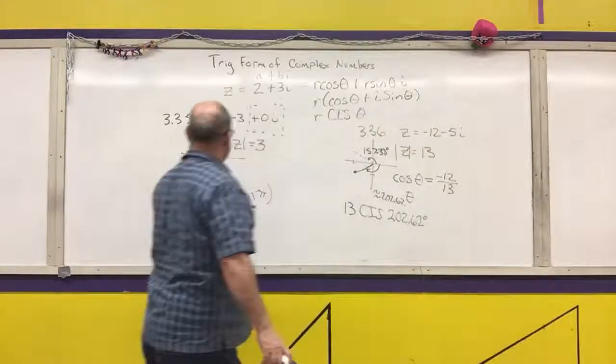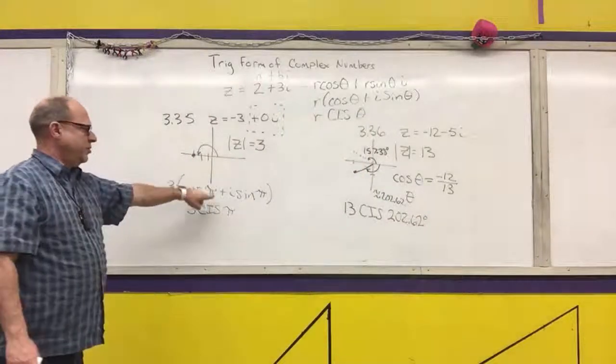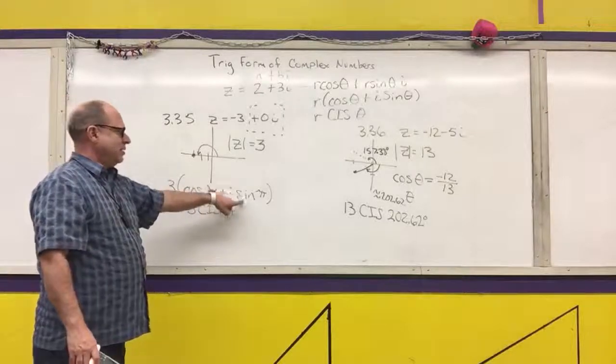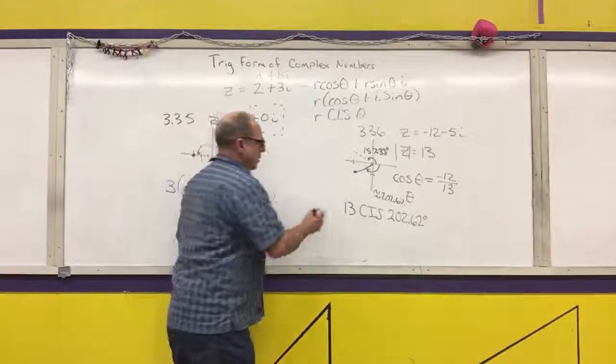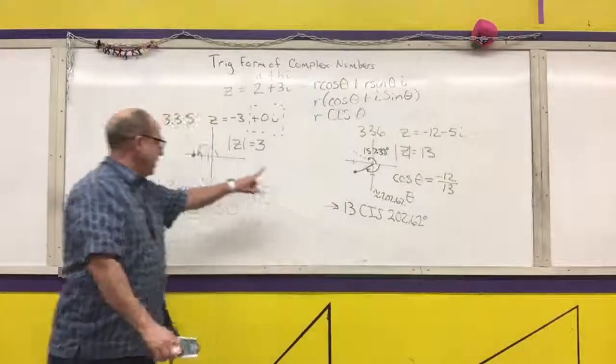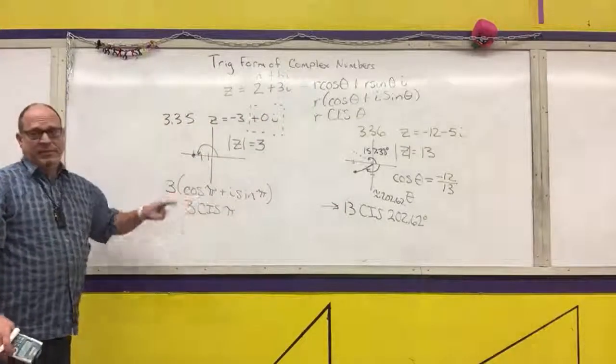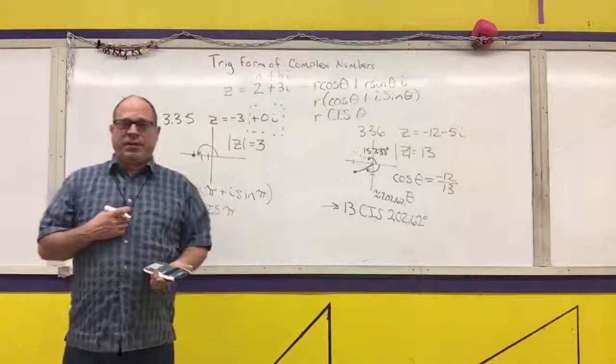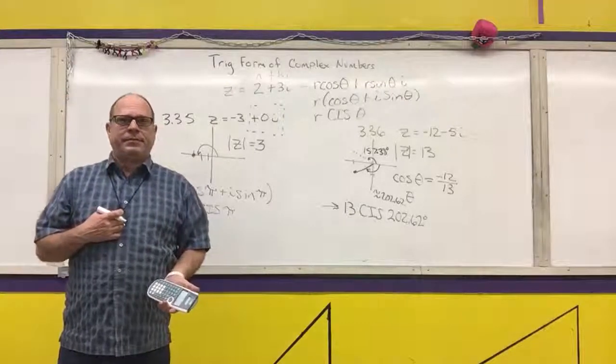Okay, notice this time I did not write cosine of 202.62 plus i sine of 202.62. Get used to writing it in the abbreviated format and understanding that that is what this means. So I'm going to pause the video, erase the board, and go to the next examples.